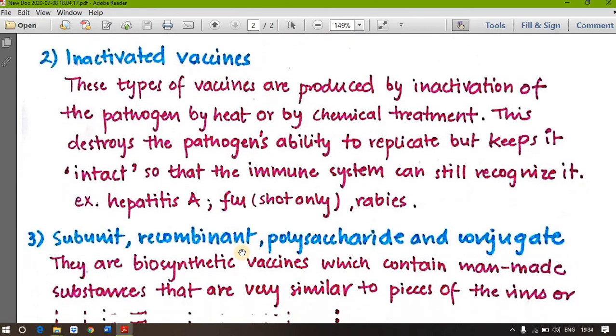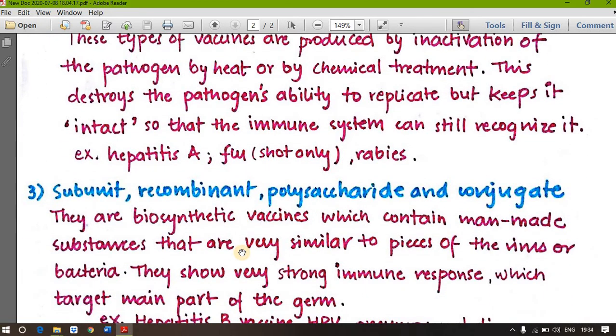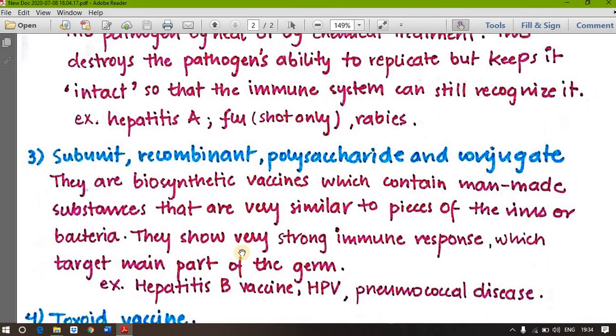The third one is subunit, recombinant, polysaccharide, and conjugate vaccines. As I already told, they are biosynthetic vaccines, so all these come under this category. These are biosynthetic vaccines which contain man-made substances that are very similar to pieces of virus or bacteria. They show a very strong immune response which targets the main part of the germ. Examples are hepatitis B vaccine, human papilloma virus vaccine, pneumococcal disease, meningococcal disease, etc.